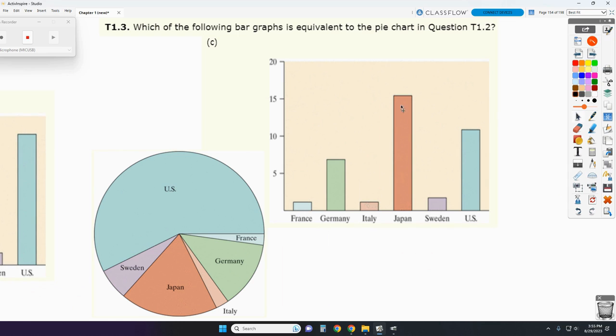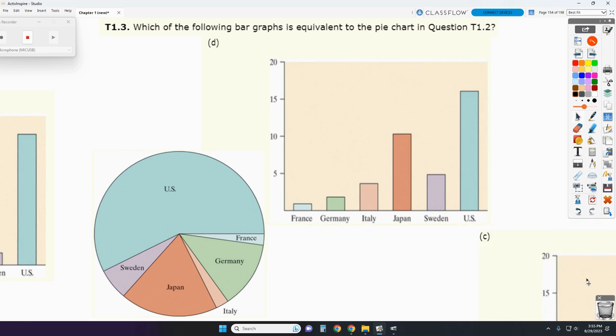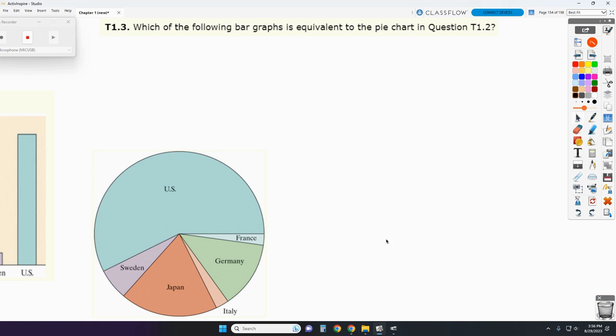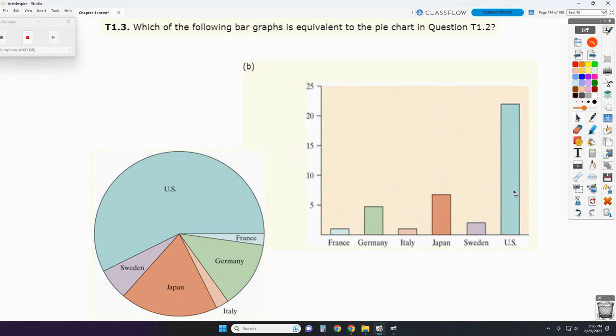So let's see. C says Japan is the greatest one. And we know U.S. is number 1. Come on, Japan, get out of here. All right, D, U.S. number 1 works. Japan, number 2, yeah. We said Germany was third, but Sweden looks like they're third. Looks like even Italy's before Germany. Things aren't matching up there. So D, I'd say, let's throw it out. And there's only 4 options. B is our winner.